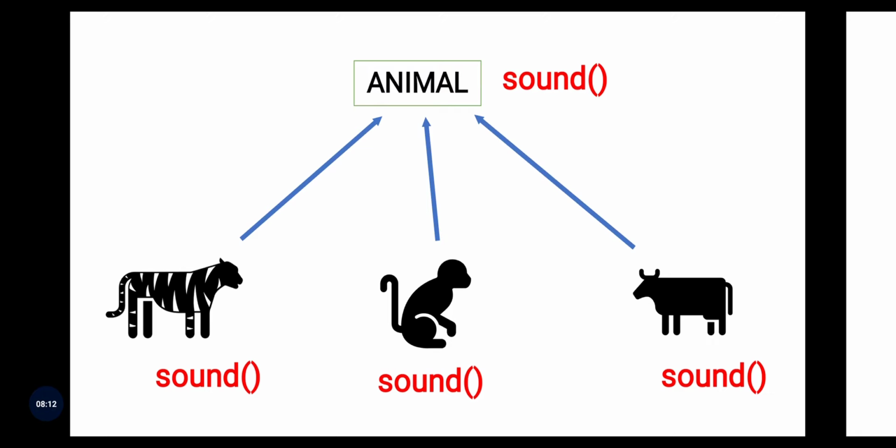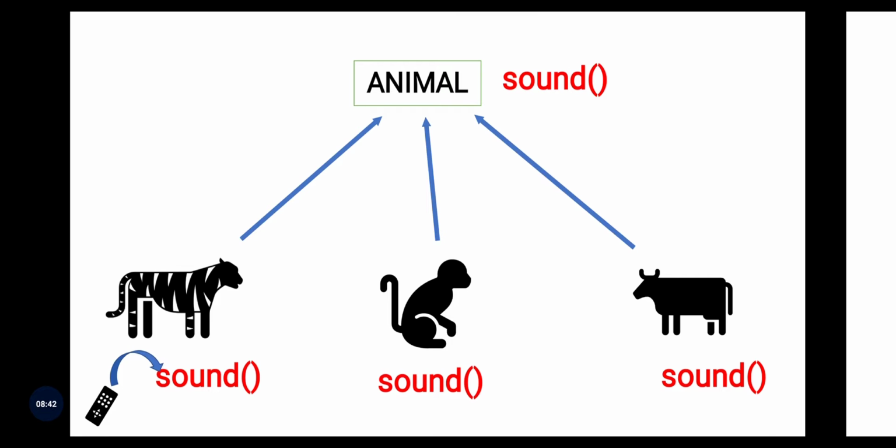And now this sound should have no implementation at all. It should be blank, and all the implementation should be in the functions of the specific classes. Now, how do you access the sound for a tiger? If I have to access a sound for a tiger, I need a remote control, or I need a reference of the tiger object.